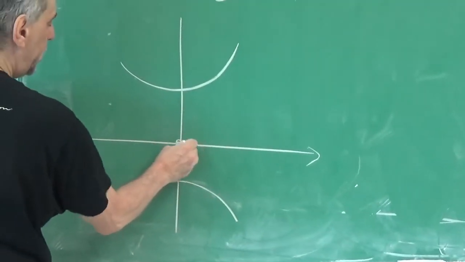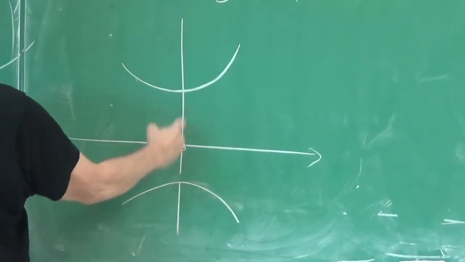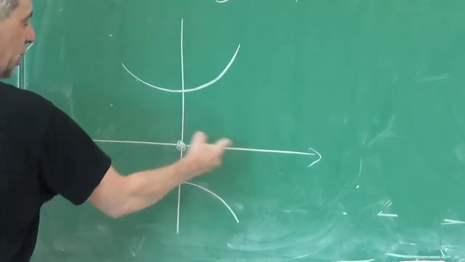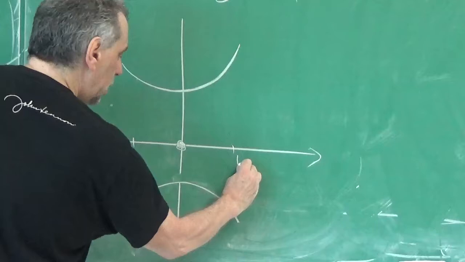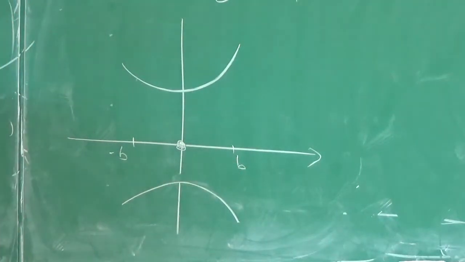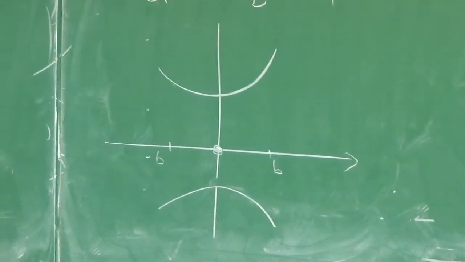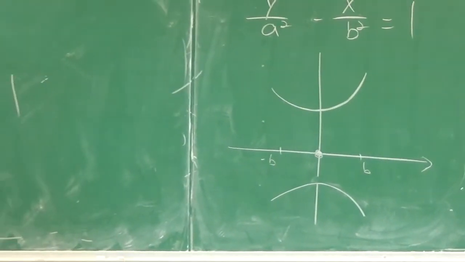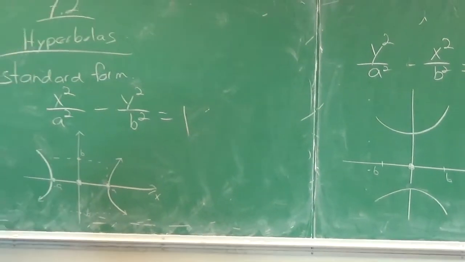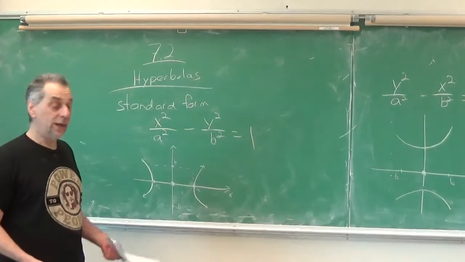Again, the center at the origin. This value here is the a. This value out here where the b values are going to be in this direction. And the hyperbola is going to look like that. So same couple of questions. Given an equation of a hyperbola, be able to draw the graph. Given some information about a hyperbola, be able to come up with the equation.